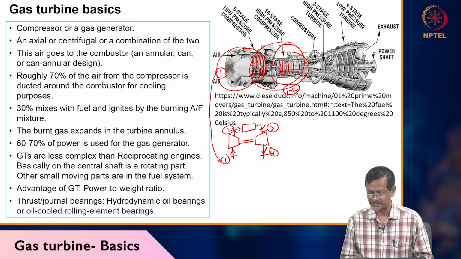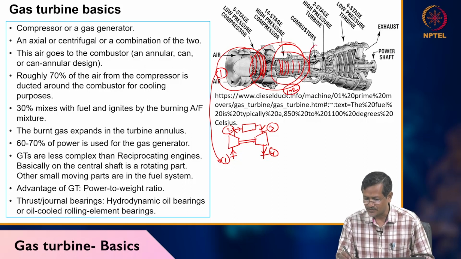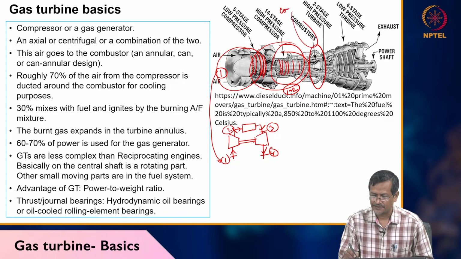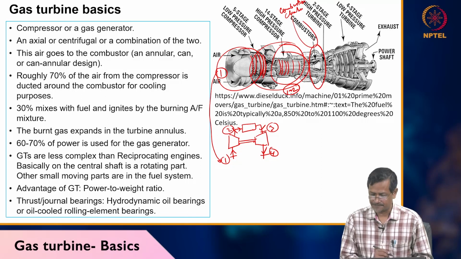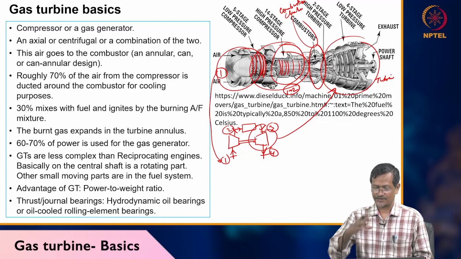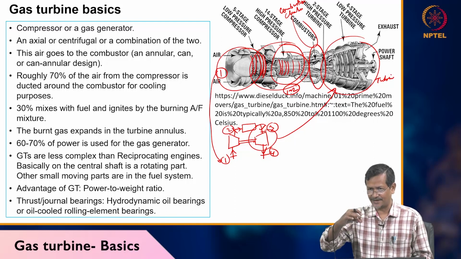Then where is your combustion chamber? Here the combustor is there. This is called the combustion chamber or combustor. Then your turbine section, where the gas is again expanding. This is the turbine section. So you can see the compressor gradually reducing area, then combustion happening, then again expanding.